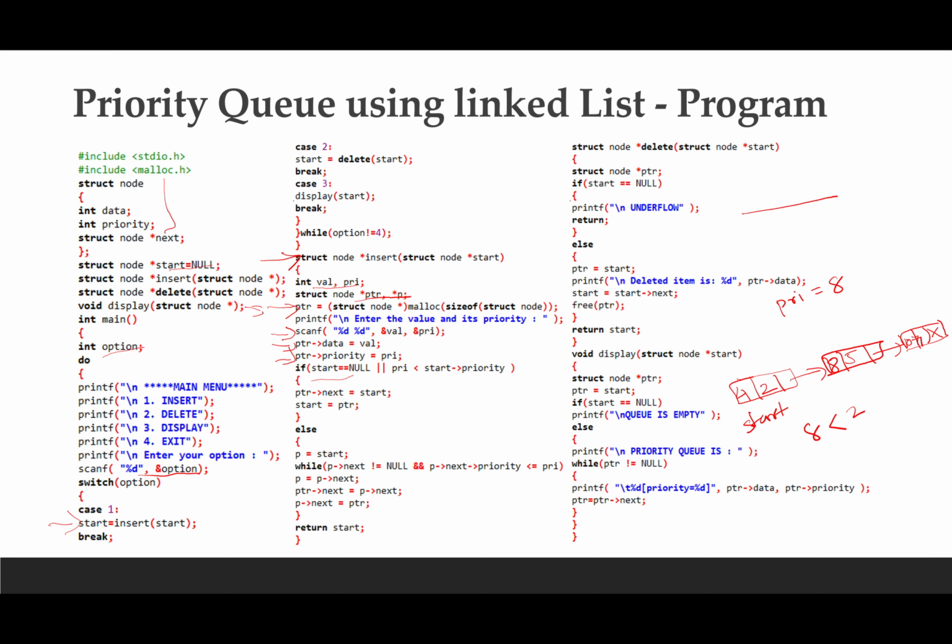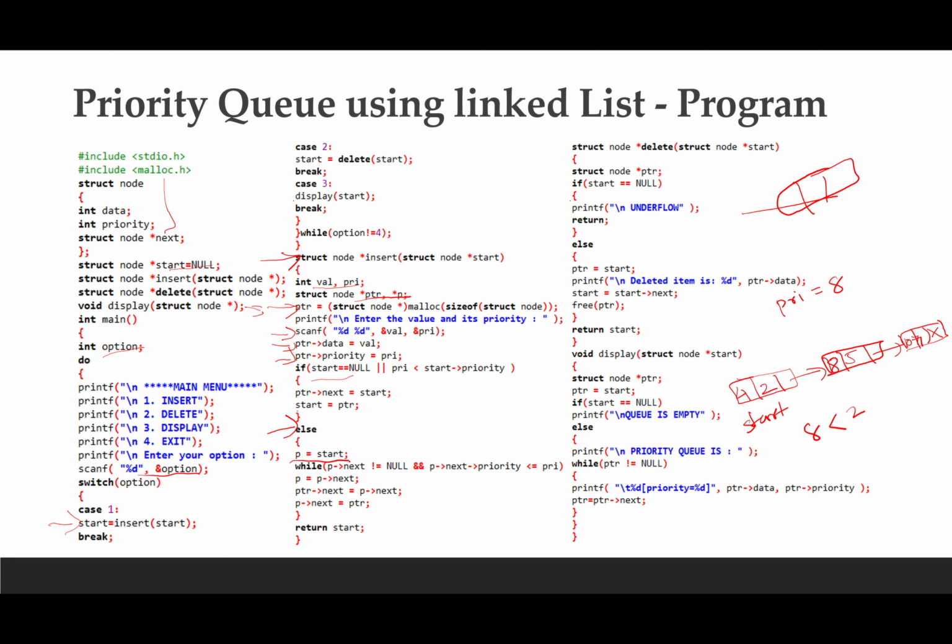If it is false, or if any one of the conditions is true, it will do ptr next is equal to start, and start is equal to ptr. So a new node is inserted and added in the queue. If both conditions are false, it will go to the else part.